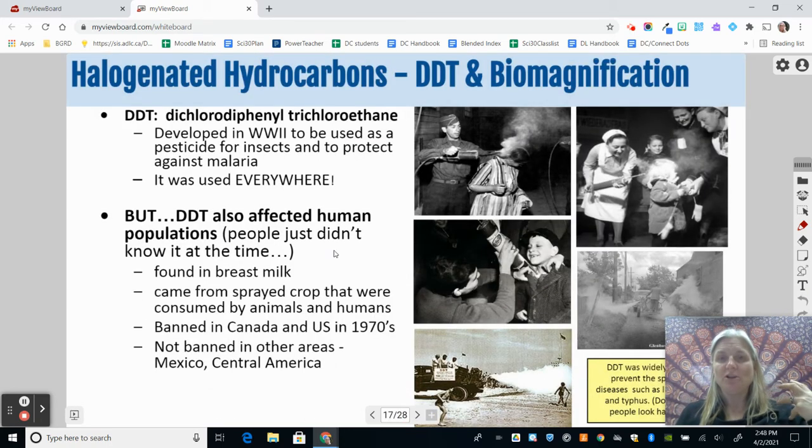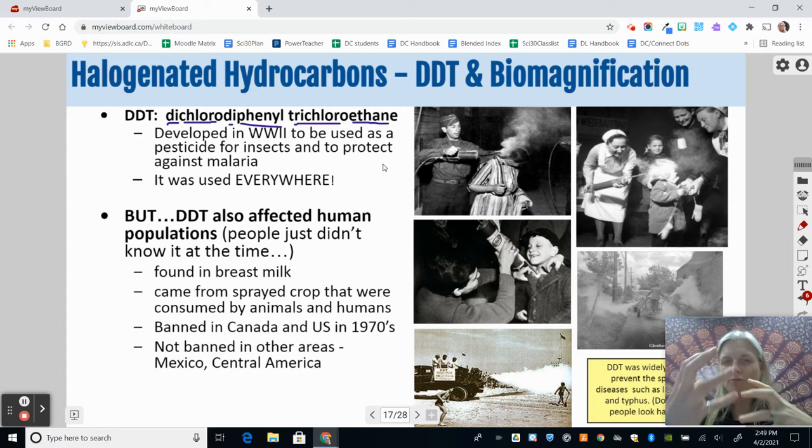All right, you've probably heard of DDT before as well. DDT is also a halogenated hydrocarbon, so it's got chlorine in there, or other halogens. You can see from the name, dichloro, so two chlorines, diphenyl, two rings, right? And then trichloro, another three chlorines, and an ethane group.